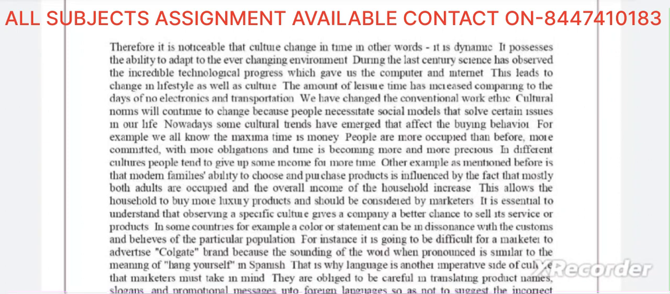Nowadays, some cultural trends have emerged that affect the buying behavior. For example, we all know the maxim time is money. People are more occupied than before, more committed with more obligations, and time is becoming more and more precious. In different cultures, people tend to give up some income for more time. Another example as mentioned before is that modern families' ability to choose and purchase products is influenced by the fact that mostly both adults are occupied and the overall income of the household increases. This allows the household to buy more luxury products and should be considered by marketers.